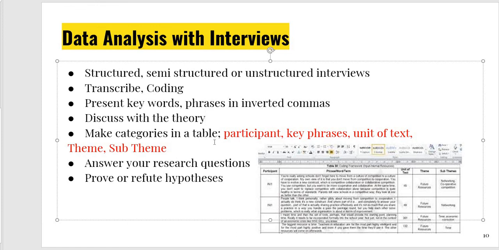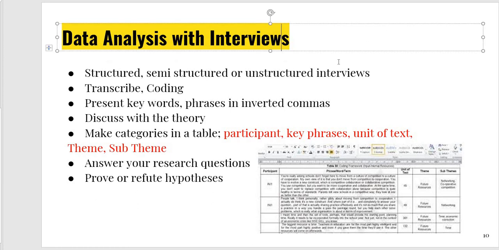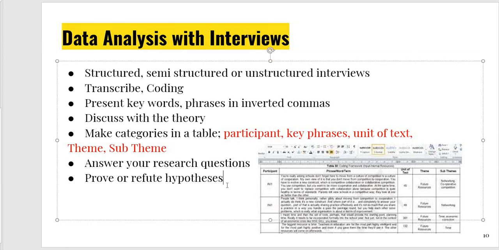Make categories in a table, like participant, code of participant, key phrases which the person has spoken, unit of text, then theme and sub-theme will be discussed. In this way, you can make even more categories according to your questions. Answer your research questions. This is the most important thing in data analysis, that you are answering your research questions. Prove or refute hypothesis. Some studies have questionnaires, some studies have hypotheses.